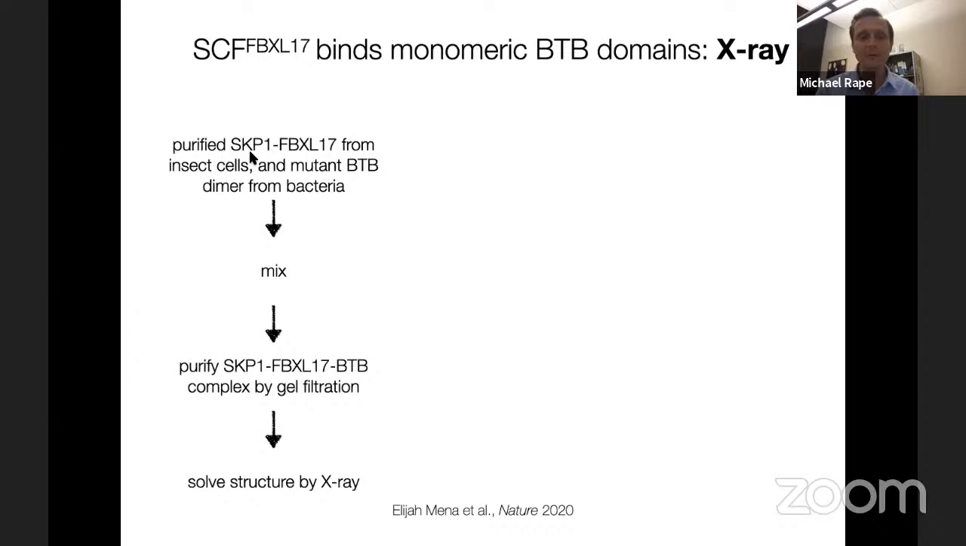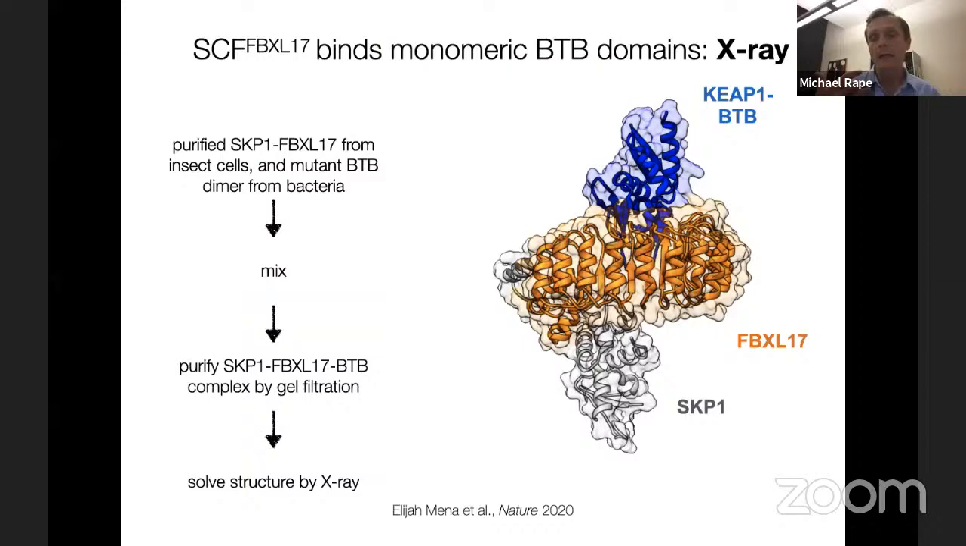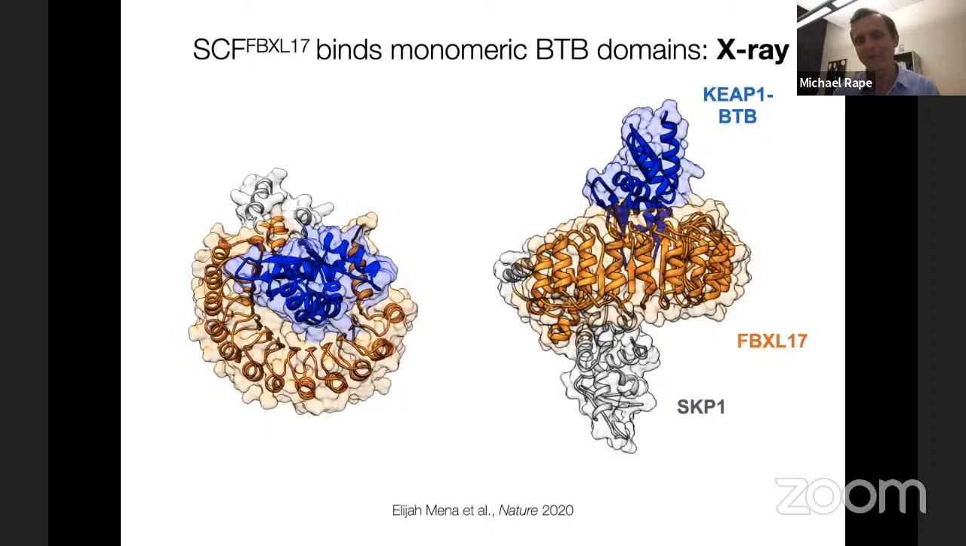He purified it as a dimer, picomolar affinity, from bacteria. He mixes them, purifies back the complex that he gets by gel filtration, and solves the 2.7 angstrom resolution structure by X-ray crystallography. And that, again, was a very beautiful structure. I mean, it was the first structure that we solved by X-ray crystallography, so I'm biased. I find it extremely beautiful.